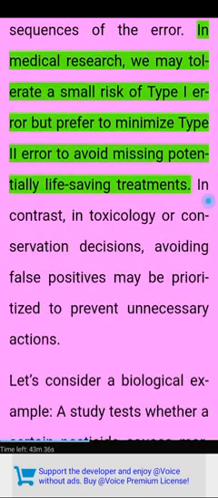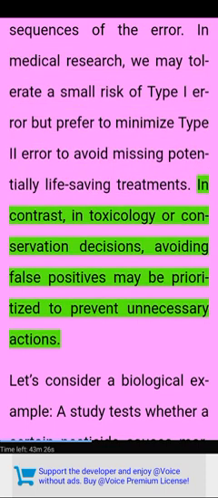In medical research, we may tolerate a small risk of type 1 error but prefer to minimize type 2 error to avoid missing potentially life-saving treatments. In contrast, in toxicology or conservation decisions, avoiding false positives may be prioritized to prevent unnecessary actions.